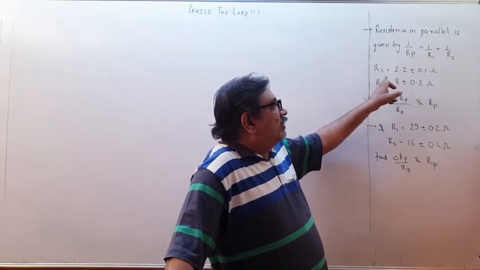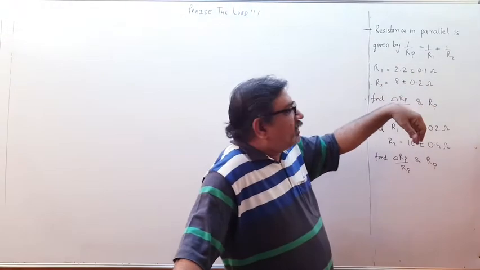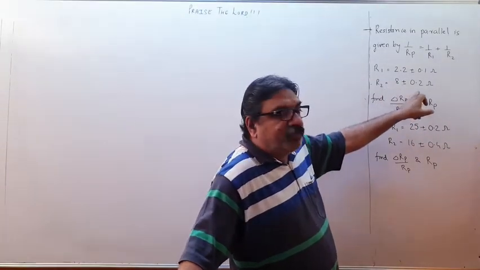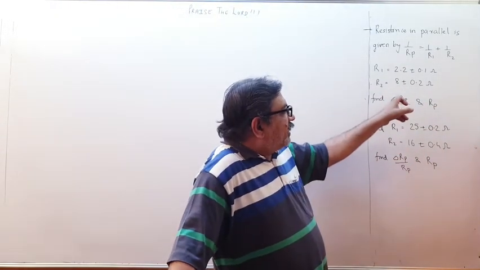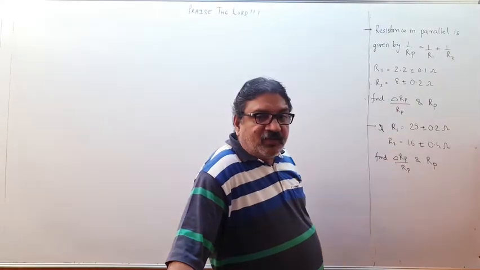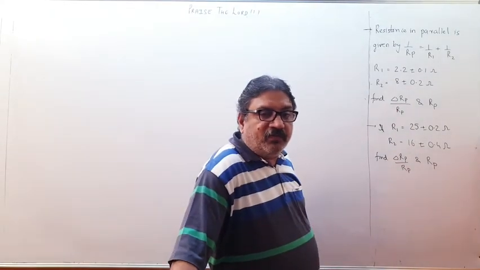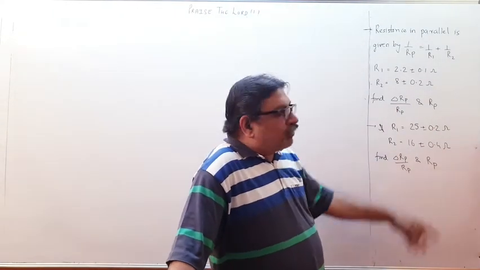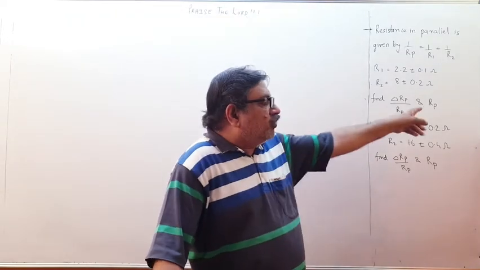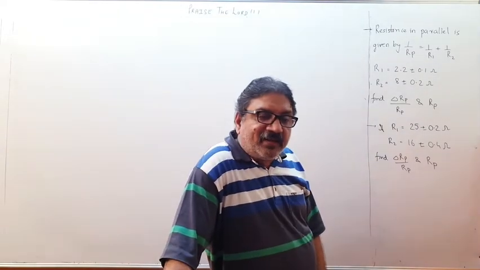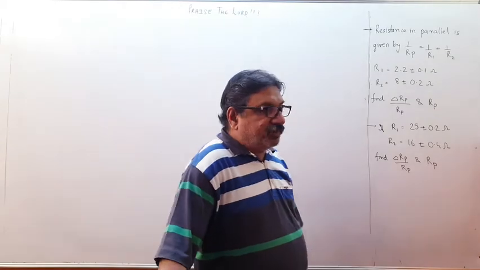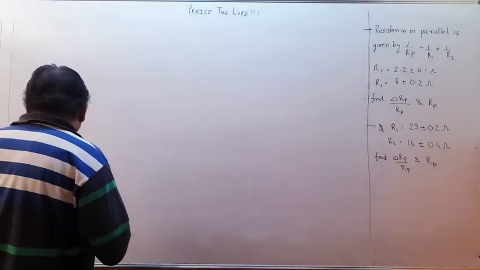If the first resistance is 2.2 plus minus 0.1 and the second resistance is 8 plus minus 0.2, then find the relative error in parallel resistance Rp, that is, the effective value of resistance in parallel. And also find the value of Rp, that is, the true value of Rp, and what is the error in Rp that you have to mention over here. So children, this is a very interesting case.